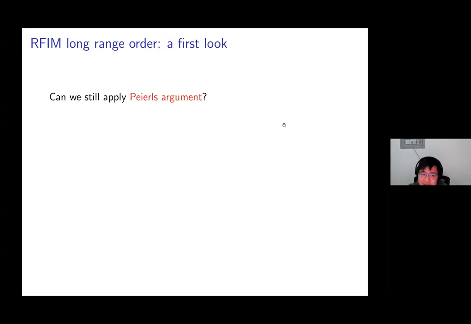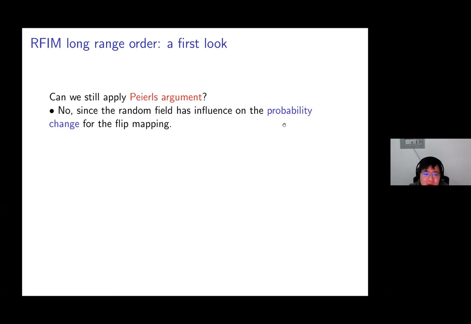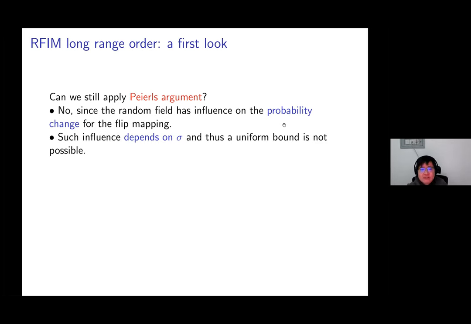So as a first guess, since we have proved the long range order using Peierls argument for Ising model without external field, naturally we want to ask ourselves whether we can still apply Peierls argument when there is disorder. Well, the answer is no, since the random field also has influence on the probability change for the flip mapping we introduced. And what's worse, such influence depends on the configuration we start with. As a result, a uniform bound is usually not possible, and a uniform bound usually is not good enough. That's the technical reason why Peierls argument cannot be directly applied.